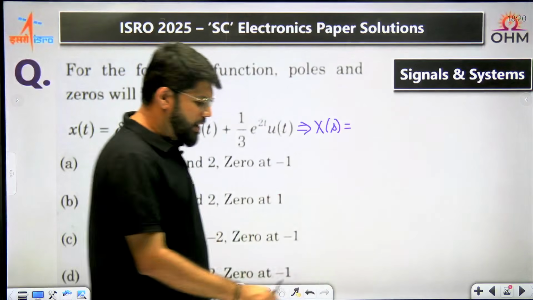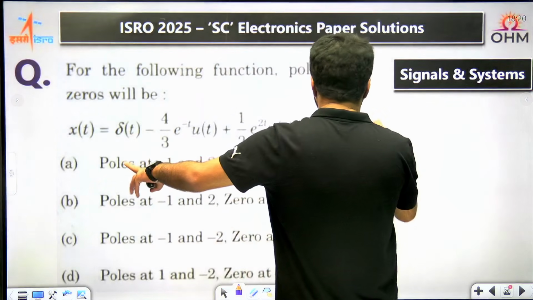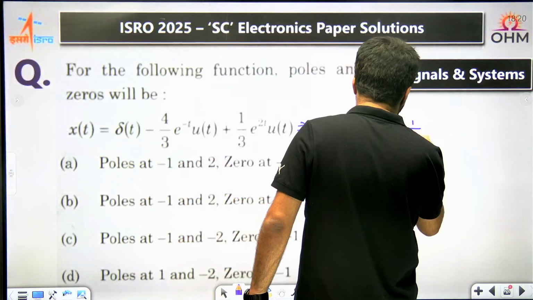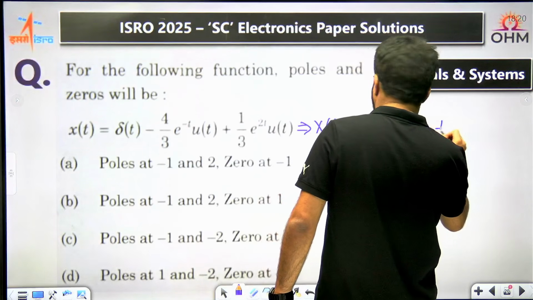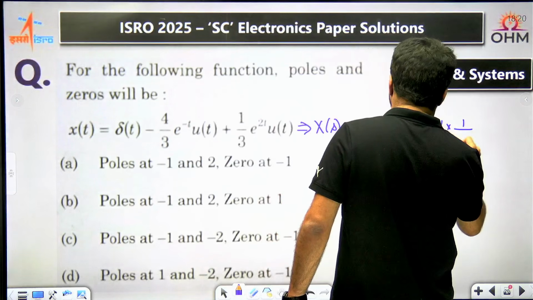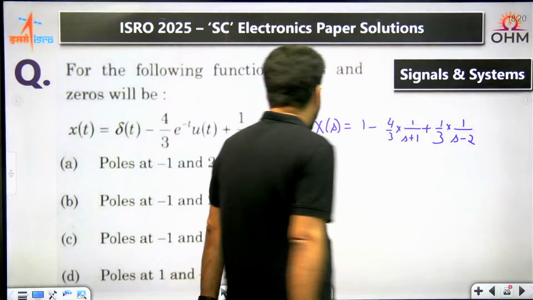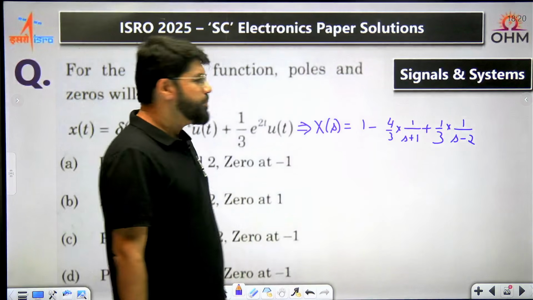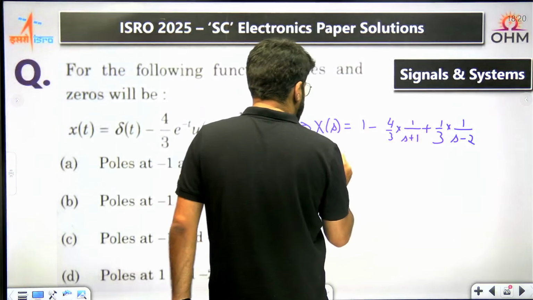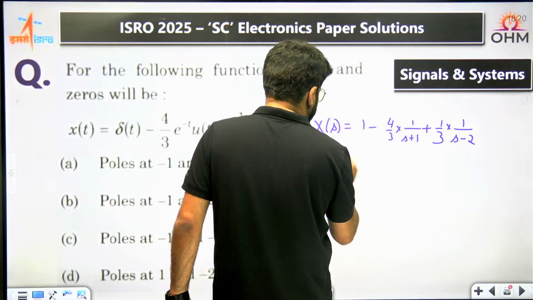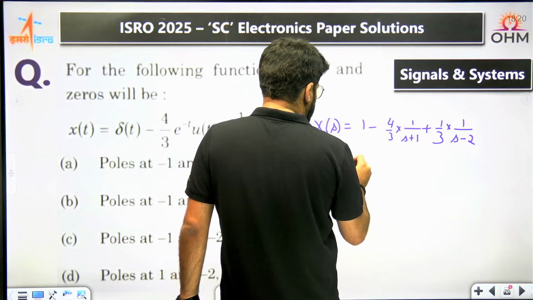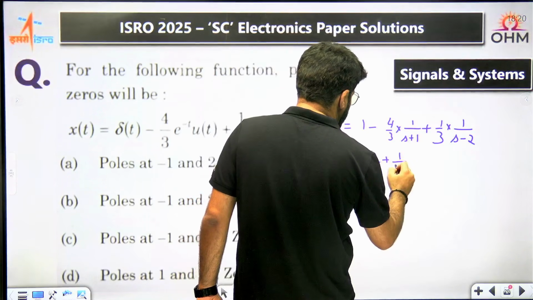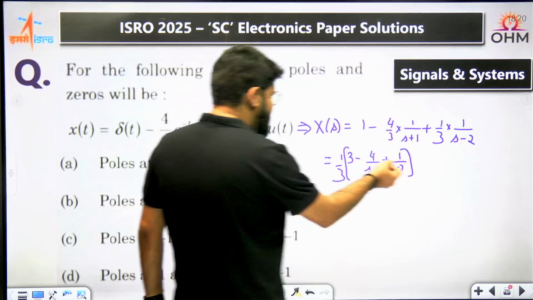The Laplace transform of this is going to be: the impulse gives 1, minus 4 by 3 e^(-t) u(t) gives 1 upon s plus 1, plus 1 by 3 e^(2t) u(t) gives 1 upon s minus 2. Now let us simplify this, taking the 1 by 3 outside first. So this will be 3, then minus 4 upon s plus 1, plus 1 upon s minus 2. Poles are very simple, minus 1 and 2.